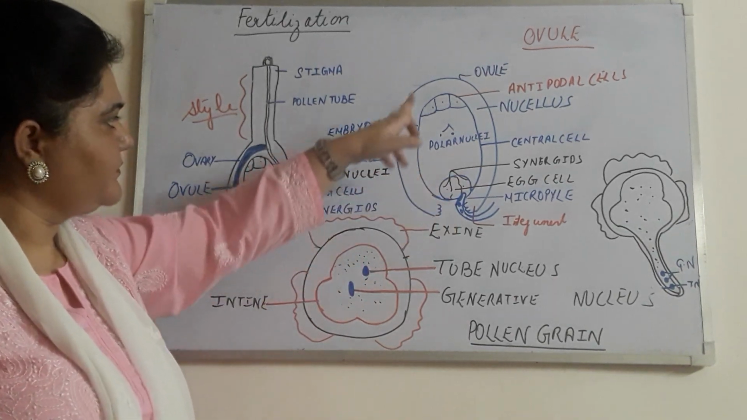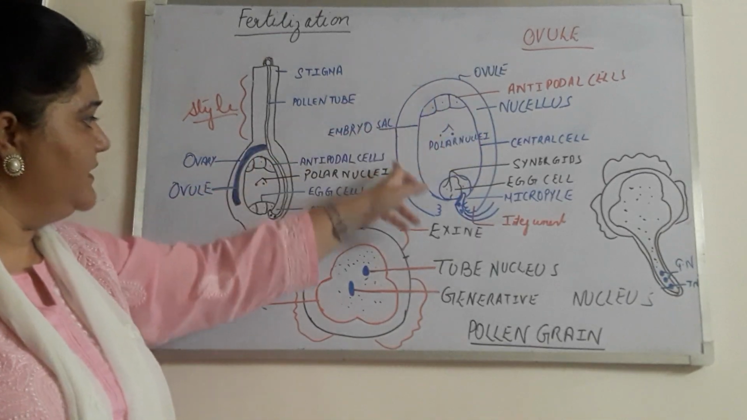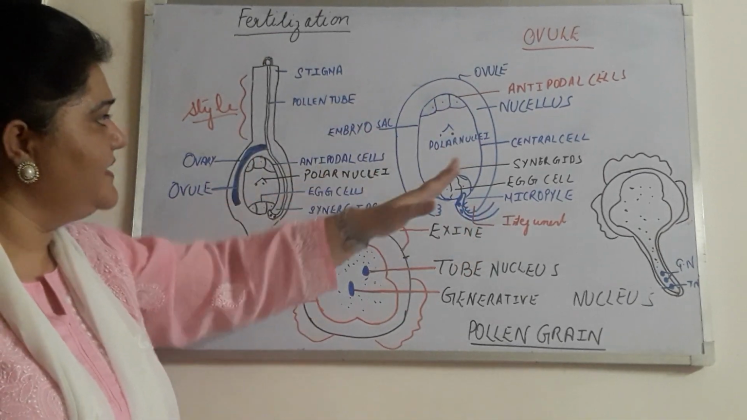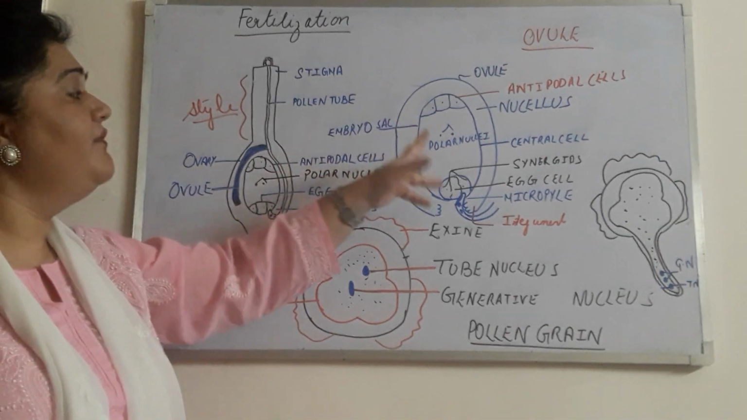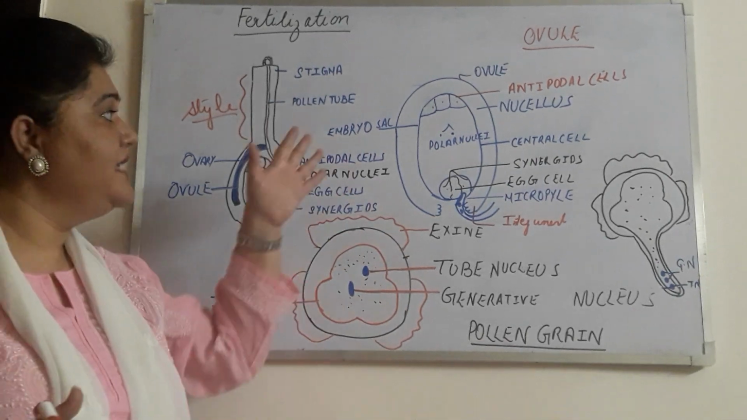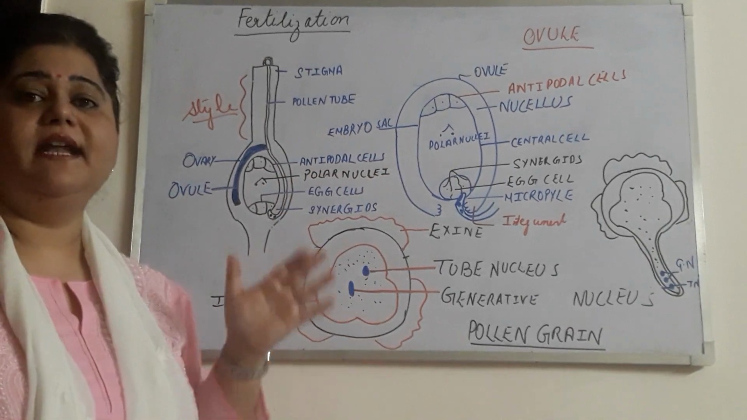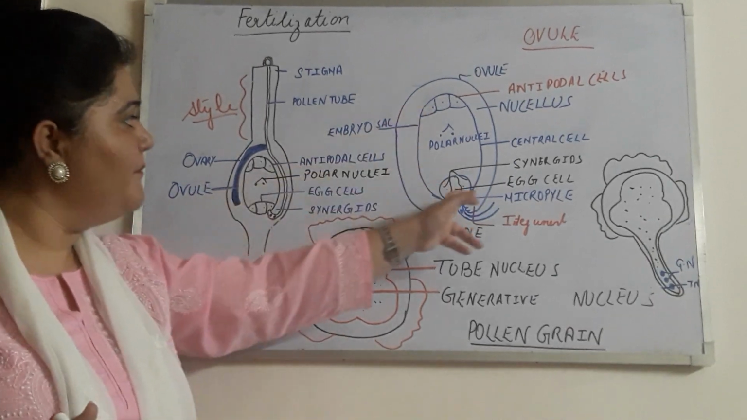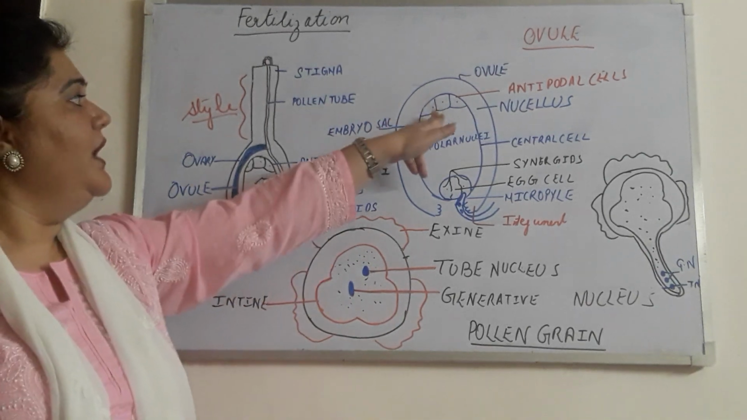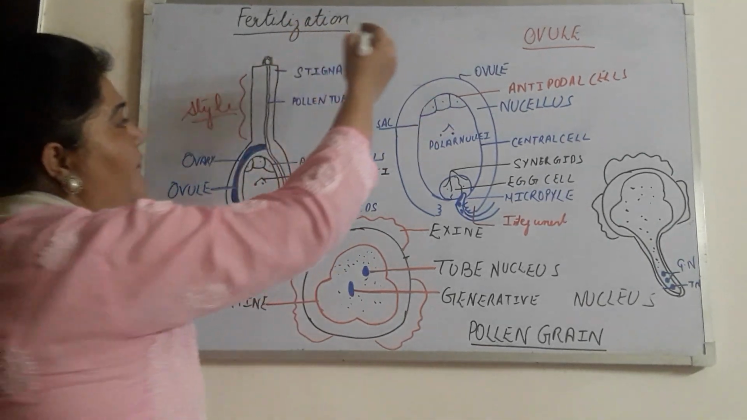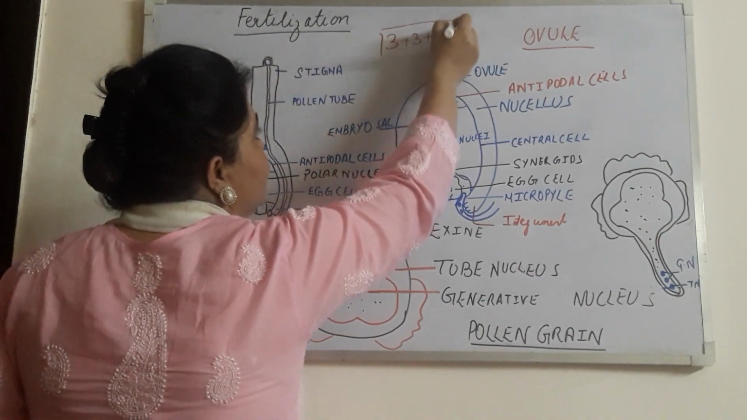After the outer layer integument, the next structure that comes is nucellus. This nucellus is full of food-laden cells. It is there to nourish the ovule. After that there is an embryo sac which consists of different types of cells. The ovule consists of 3 plus 3 plus 1 cells.